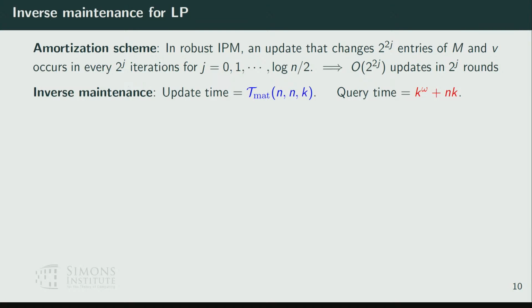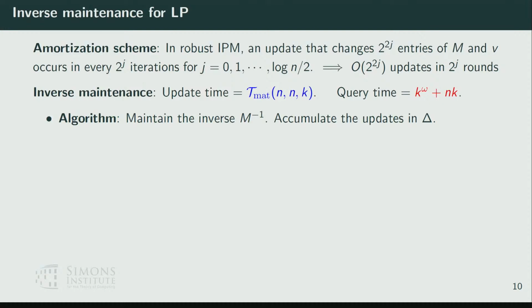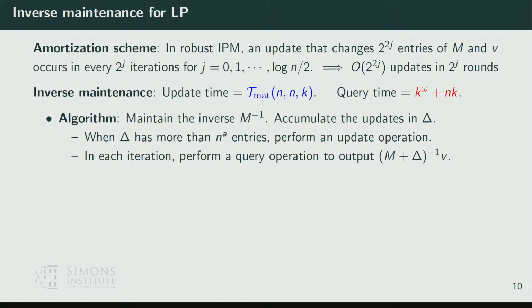So now we have this inverse maintenance data structure. Let's try to apply it to our IPM with this amortization scheme. So what does the algorithm do? The algorithm is what I explained previously. It maintains the inverse of some matrix M, and it accumulates all the element updates in this matrix delta. When delta has accumulated more than n to the a entries, we perform an update operation. Otherwise, in each iteration when we're running the IPM, we just perform a query operation to output this matrix-vector product.